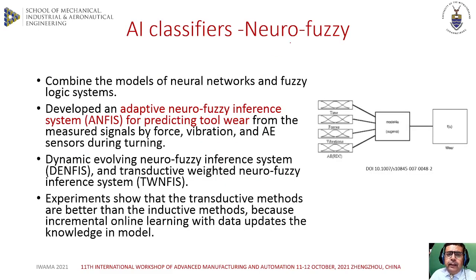So an alternative to this is a combination of neuro and fuzzy. This is what we have used in the past in one of our research, where we have created models using ANFIS. It's called adaptive neuro fuzzy inference system. Here on the input side we have information about time, forces, vibration, and acoustic emission. Based upon these inputs, we are able to predict how much is the tool wear.